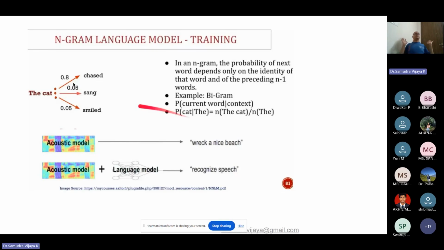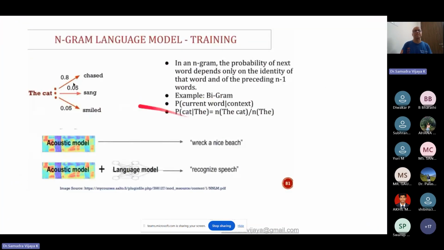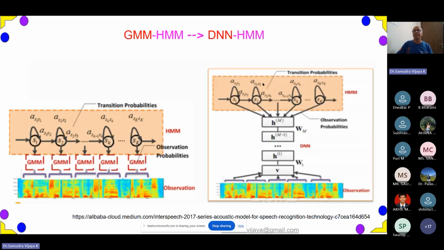Give a large amount of textual data to the system and let the system learn what sequence of words are valid and what sequence of words are more probable. This language model itself is learned by a neural network. So far, what we still used was a hidden Markov model to represent a sequence of sounds. But it is still a statistical model.